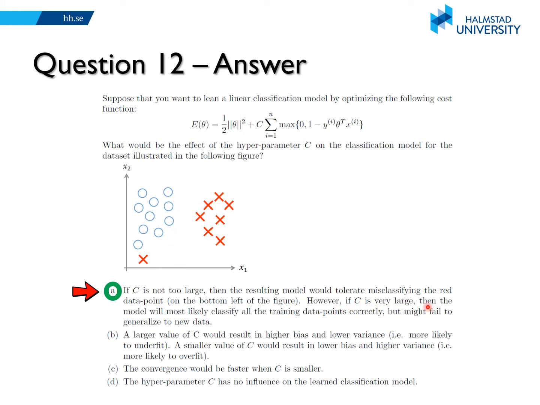But if C is very large, then the model that we will get will most likely classify all the training examples correctly. So maybe we will get a model like this one. And such a model will have zero error on this training dataset, but it can fail to generalize to new unseen data. For example, if you get a new data point here which should belong to the blue class, then this model will classify it as belonging to the red class. And same thing if you get data points here that should be in the red class, they will be classified as belonging to the blue class. And you can check the lecture for more information about this.